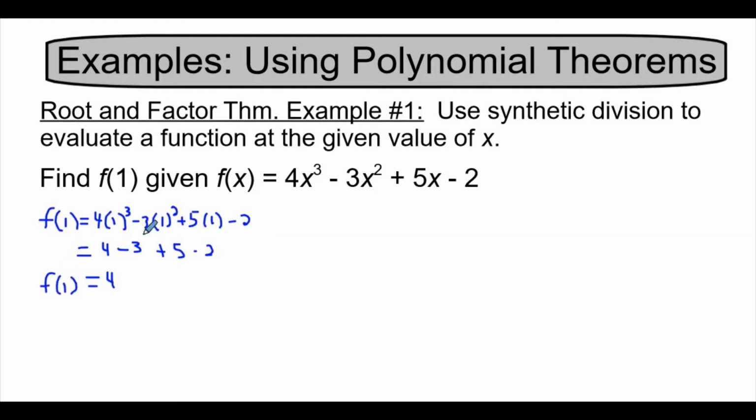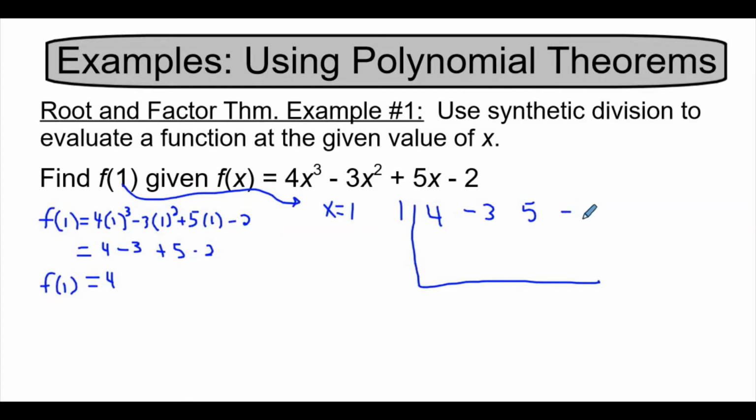Using the factor root theorem, I know that this means that x is equal to 1. That's what we did in this other problem: we put x equals 1 in. So I'm going to put that outside of a synthetic division box. I'm going to put my coefficients right here, as we've learned. And then I'm going to do synthetic division. 4 plus nothing is 4.